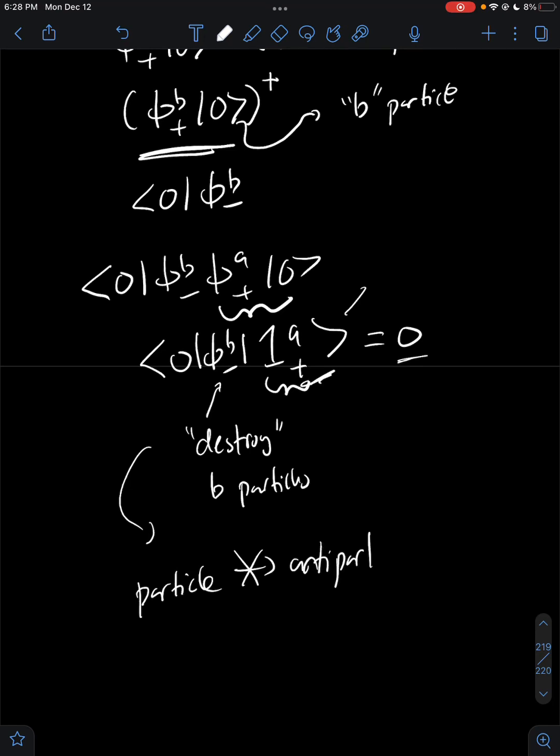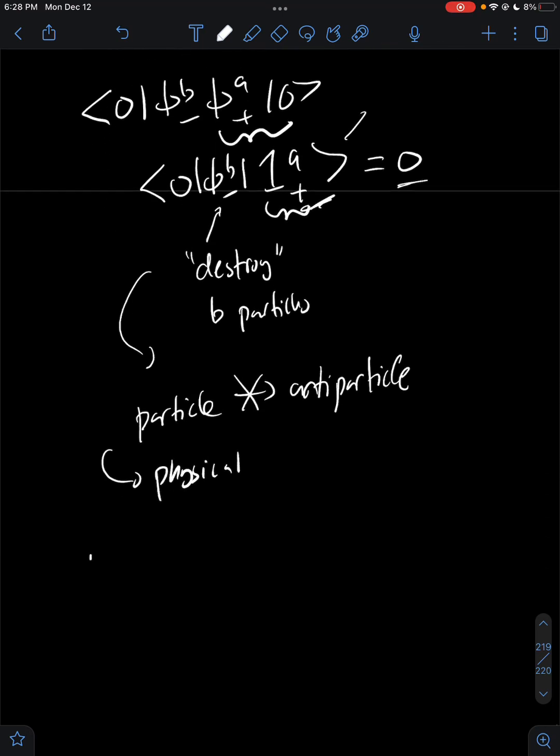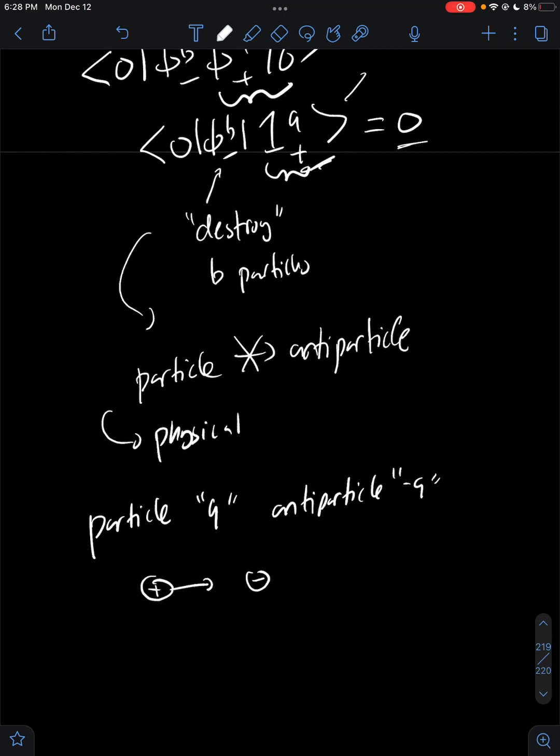Now we know why the math tells us this, but can we draw some sort of physical meaning behind that? We know that a particle carries a charge of Q, and an antiparticle carries a charge of minus Q. So if a particle were to transform into an antiparticle, its charge is going to change by a factor of, well, -1, or by a factor of 2, depending on how you look at it.